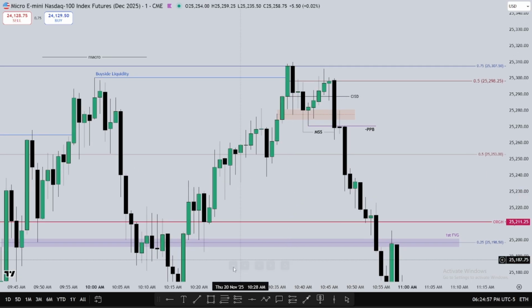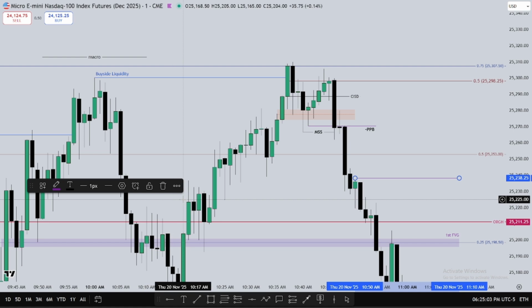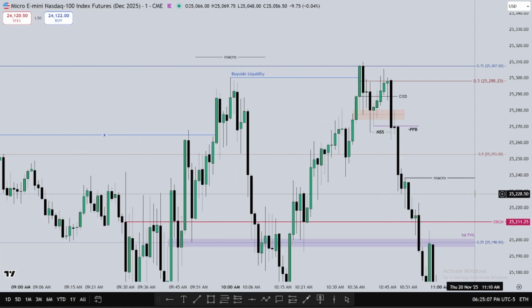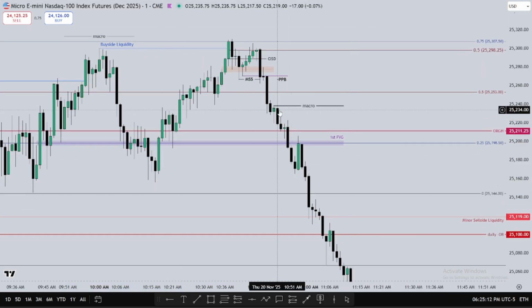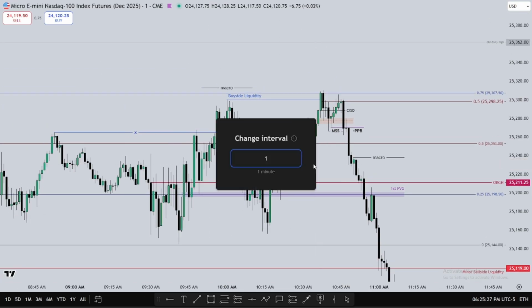It formed right before the macro. Macro starts. Oops. Macro starts. Still going lower. Wick, up close candle supports, provides resistance. So I'm watching this wick and I'm watching this inversion. We couldn't even reach that. That's what I was missing.